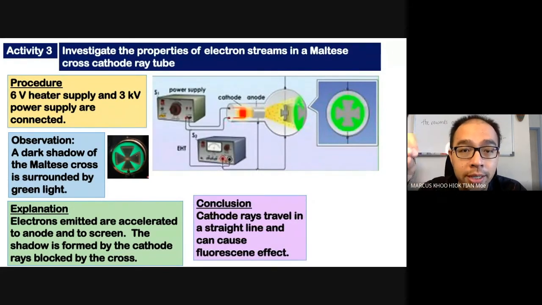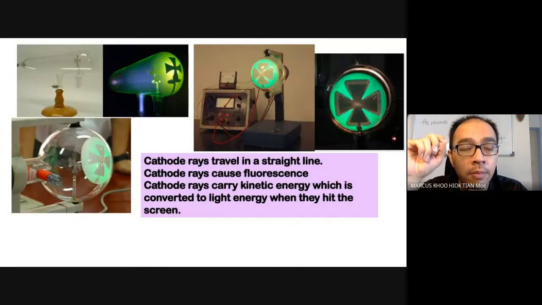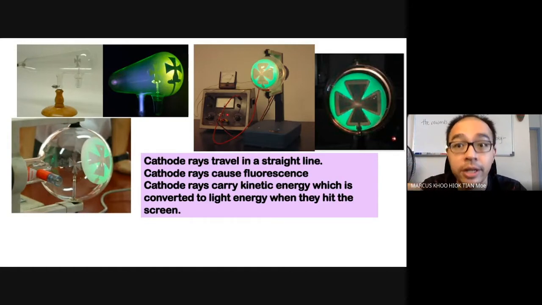So cathode rays, like electrons, travel in a straight line. And this green color that we see is called a fluorescence effect. Okay, it's called a fluorescence effect. And so the Maltese cross tube, these are pictures of the cathode rays. This is already accelerated, which means it is green color because there is an acceleration.